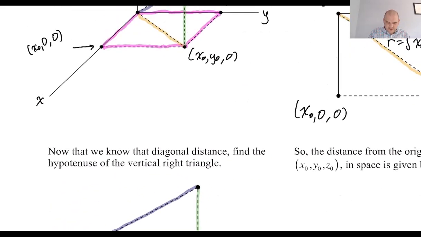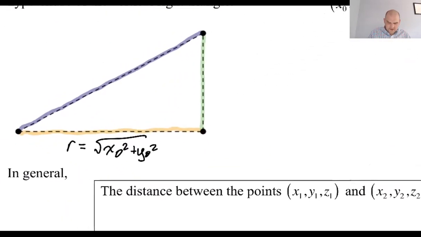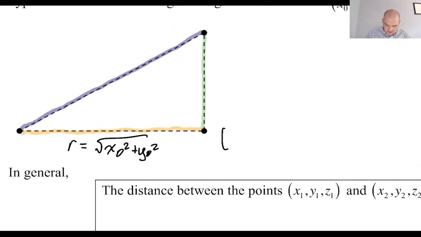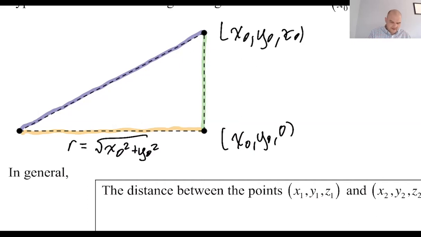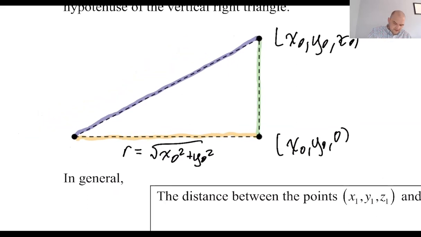All right, so this segment right here is R, which we found was the square root of x0 squared plus y0 squared. All right, what else can we glean from this? So this point, I'm going to label the points. x0, y0, 0. This is actually the point we're interested in. This is x0, y0, z0. And then this point over here is actually the origin, 0, 0, 0. And we're trying to find this bluish segment.